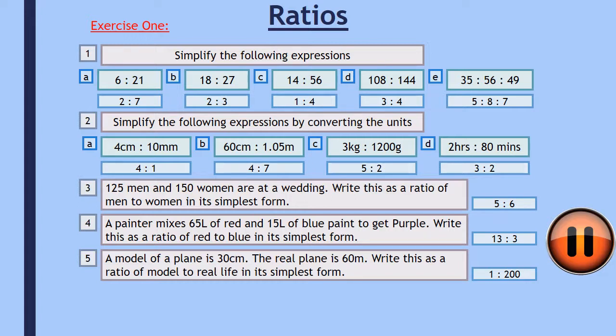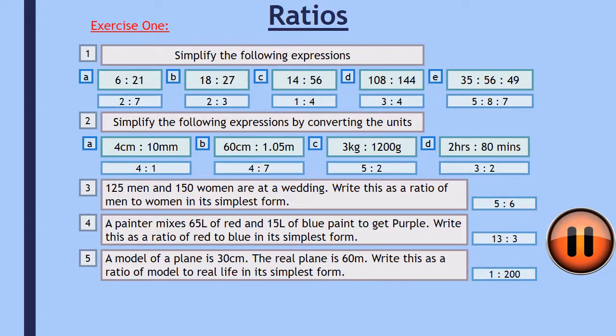So we need to make sure that we are using the same unit of measure. So if we look at our model plane, we're going to take our 60 metres, and if we convert that into centimetres, remember we need to multiply it by 100, we end up with 6,000 centimetres. So now our model to our real life is 30 to 6,000.